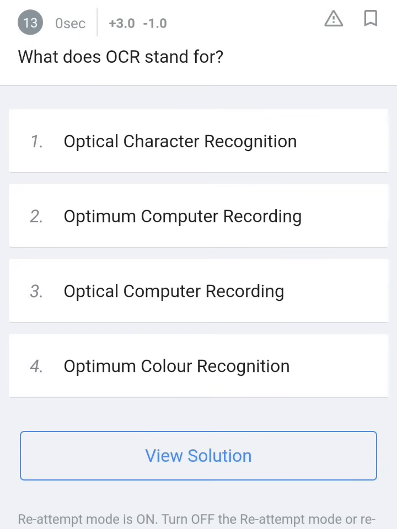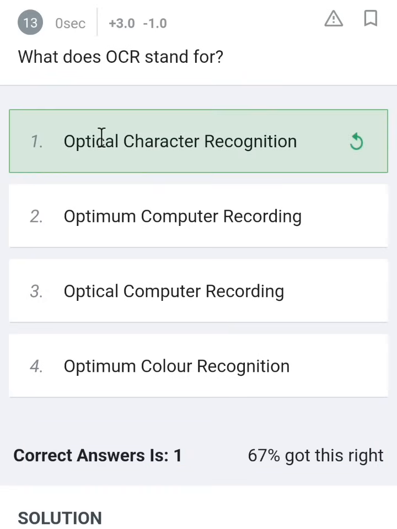Next question. What is OCR? OCR is optical character recognition. It is an electronic or mechanical conversion of images of handwritten or printed text. So it is optical character recognition, OCR.